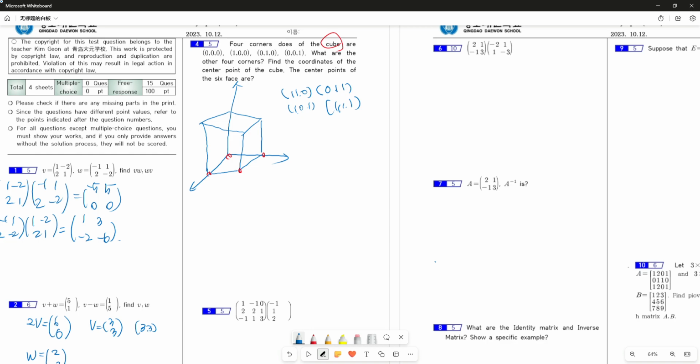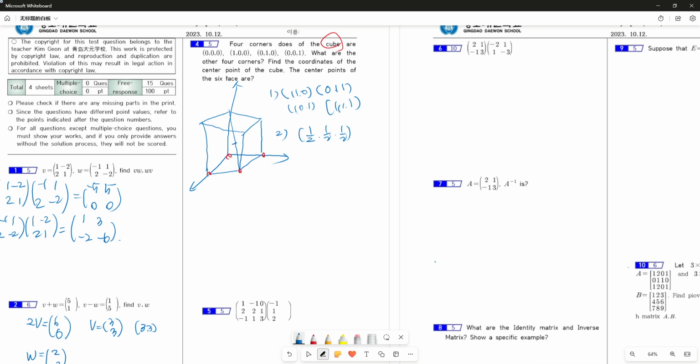So we already found the corners, and now find the coordinate of the center of the cube. Center of the cube means the middle of the space diagonal here. So the center of the cube equals half, half, half.